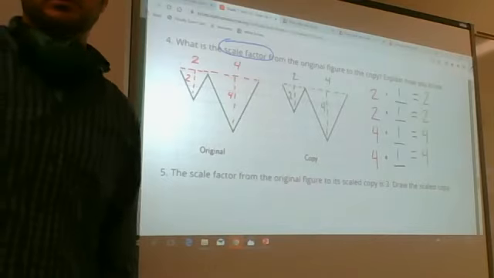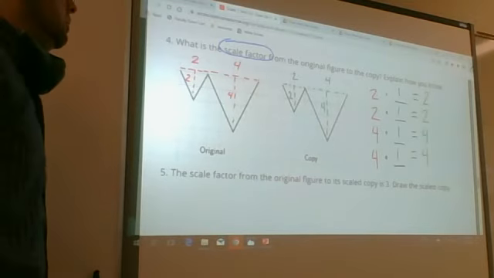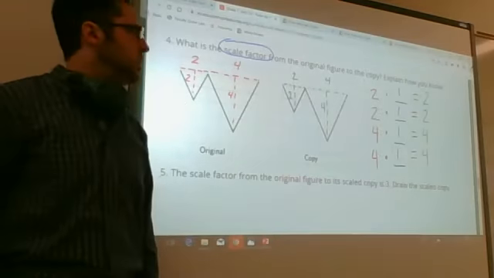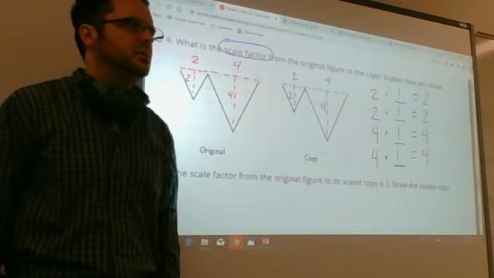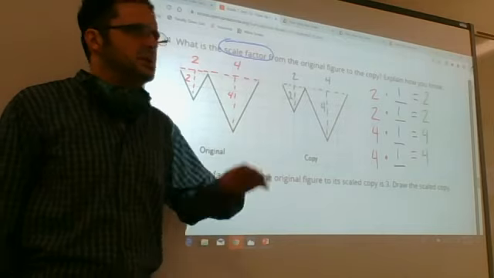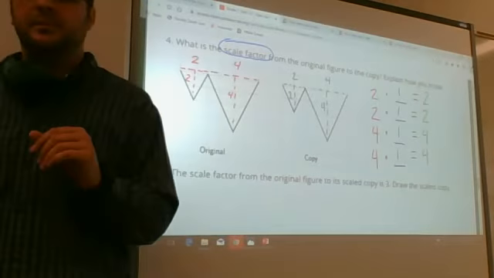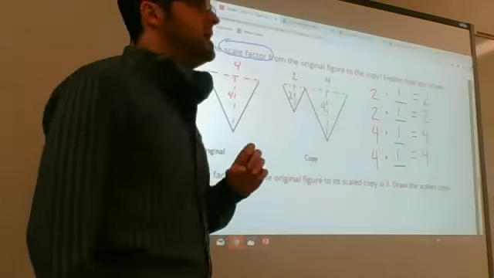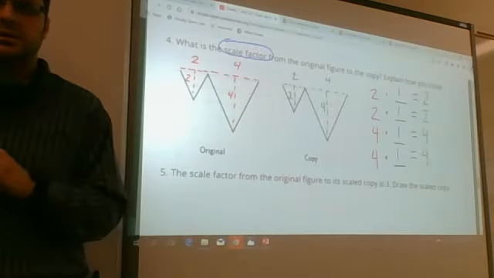So that's kind of weird, right? We've never done that before. When you make a copy with a scale factor of 1, what do you get? You get a copy that is the exact same. It doesn't get bigger. It doesn't get smaller. It is a same size copy.